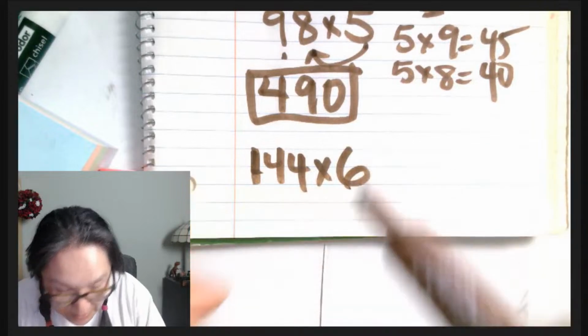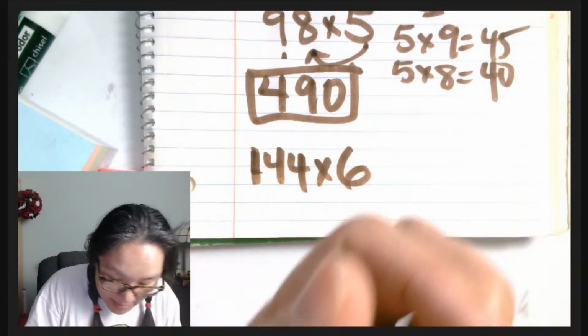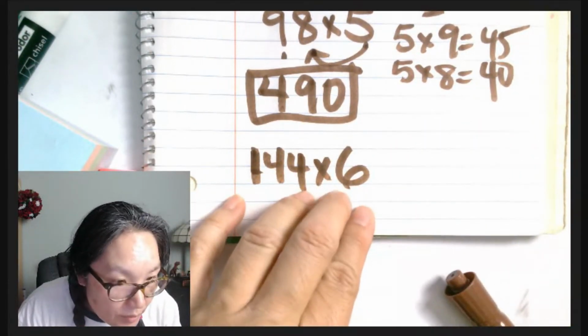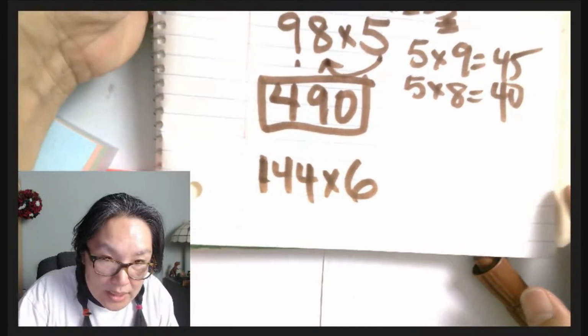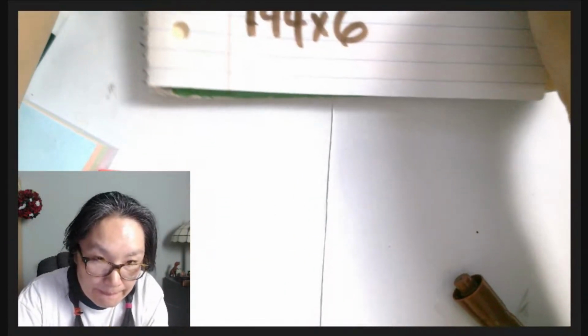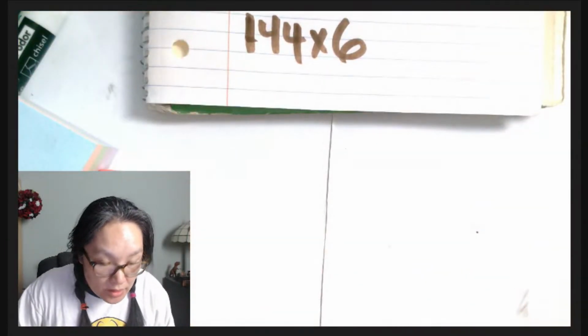144 times that by 6. So what's going to happen is tell me, Corey, what is our starting point? What is our starting point?